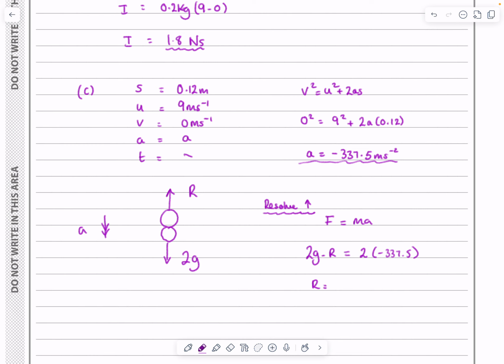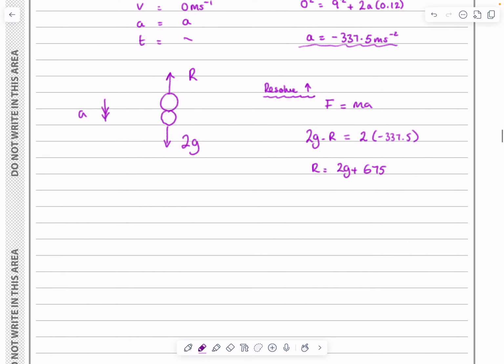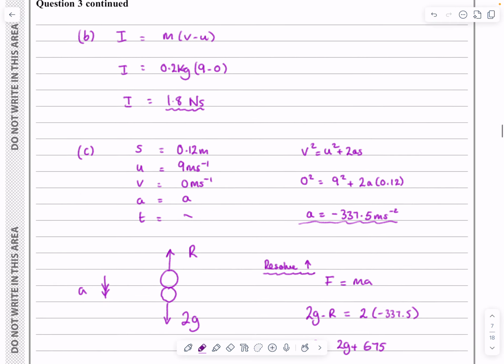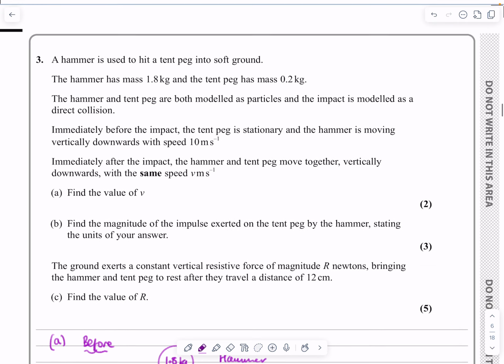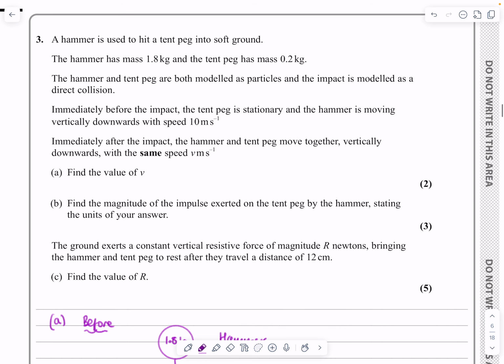So R works out to be 2g plus 675, so R is equal to 690 newtons if I do it to two significant figures, which I need to do because we've got a g in my question there. So that last part's fairly interesting. Parts A and B should be really, really standard and straightforward to you. Hopefully that all makes sense.